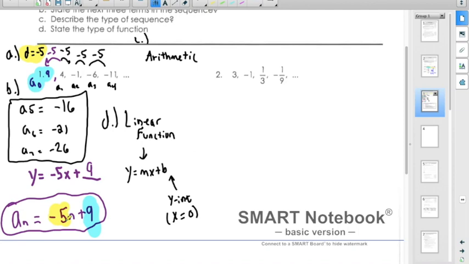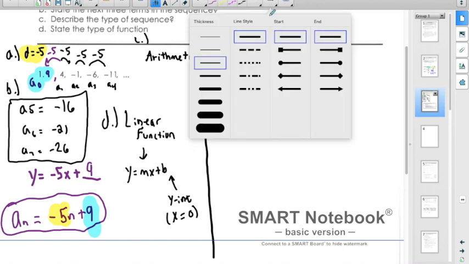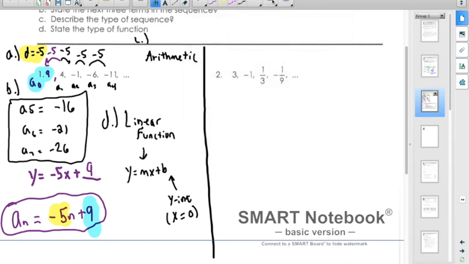So, that was an arithmetic sequence. Let's do number 2 next, and then that will be the end of the video. Okay. Number 2, we have this sequence 3 to negative 1 to 1/3 to negative 1/9. Well, I don't know about you, but I see a pattern. What is that pattern? I see that we're starting at 3, going to negative 1. Looks like we're multiplying by negative 1/3.